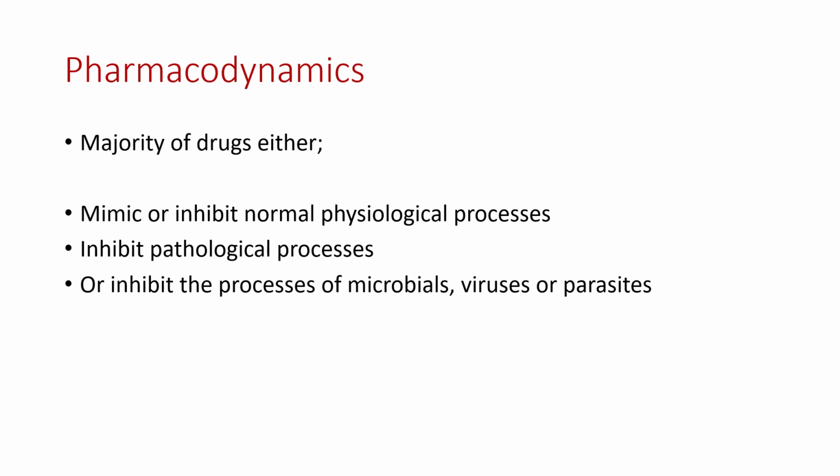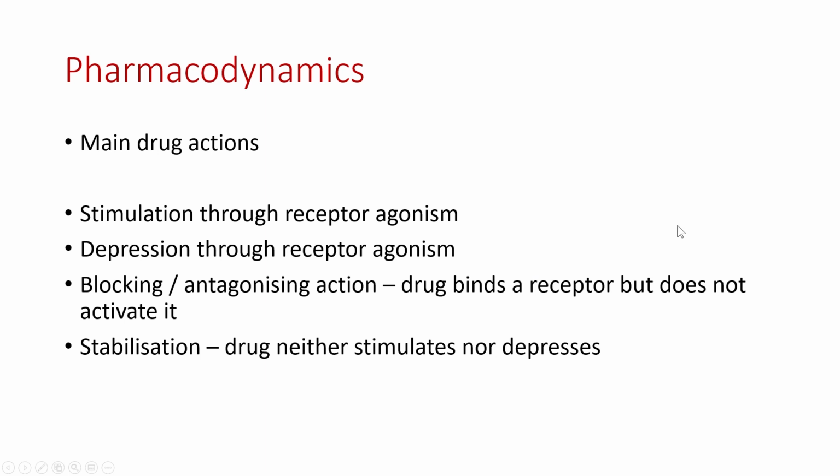Well, the majority of drugs either mimic or inhibit normal processes within the body, which makes a lot of sense. They inhibit pathological processes, so they'll stop processes that are going to cause damage to the body, or they will inhibit the processes of microbials, viruses, parasites, whatever. So pretty much all drugs fall into one of these categories, but there are 7 main drug actions, and we'll just discuss a few of the most important ones here.